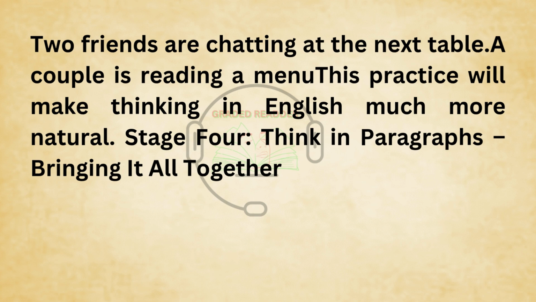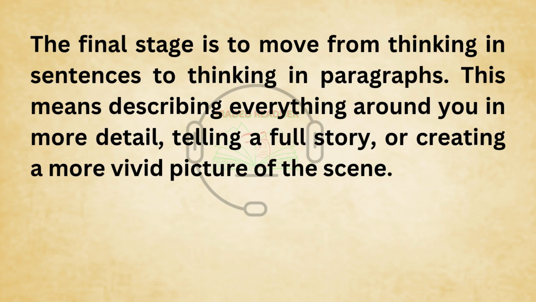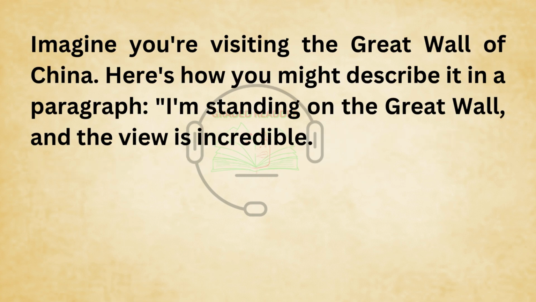Stage 4. Think in paragraphs. Bringing it all together. The final stage is to move from thinking in sentences to thinking in paragraphs. This means describing everything around you in more detail, telling a full story, or creating a more vivid picture of the scene. Imagine you're visiting the Great Wall of China. Here's how you might describe it in a paragraph.